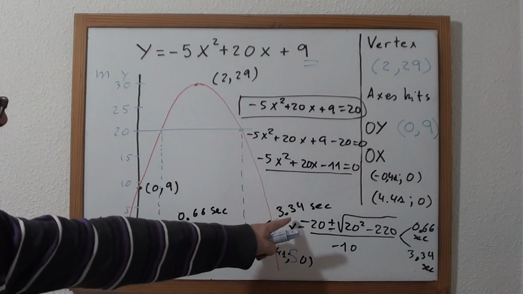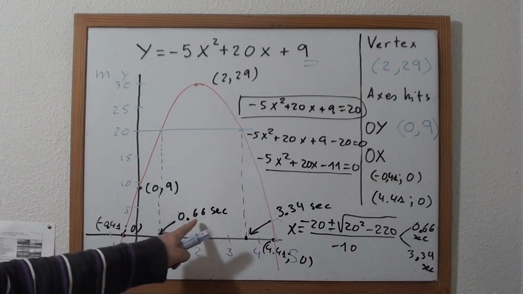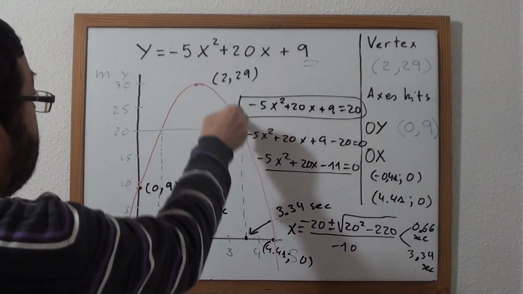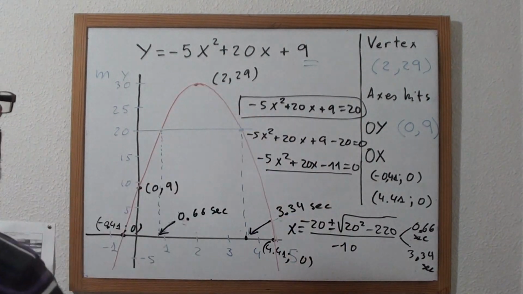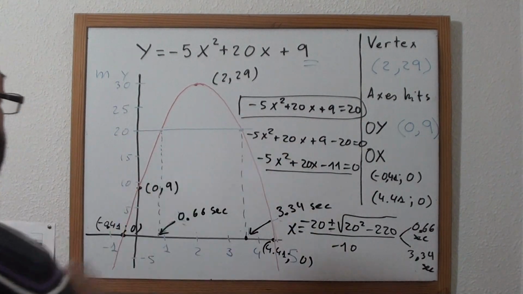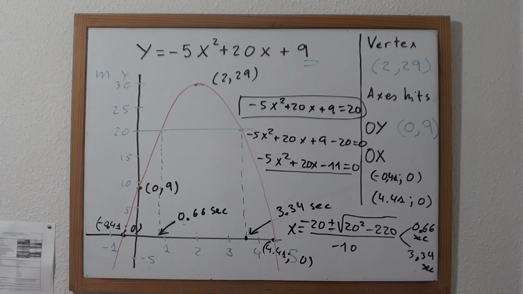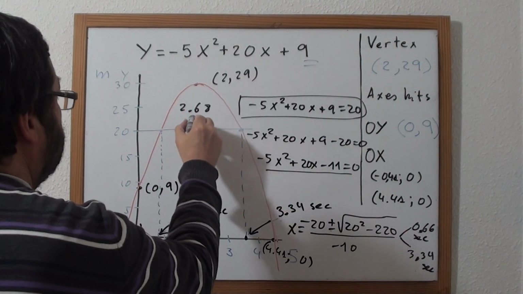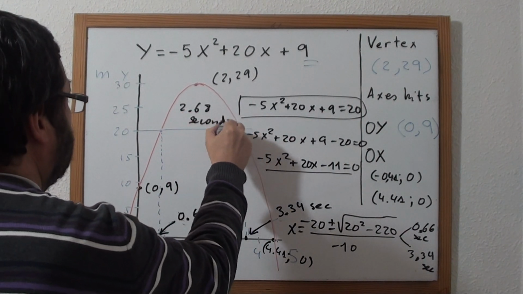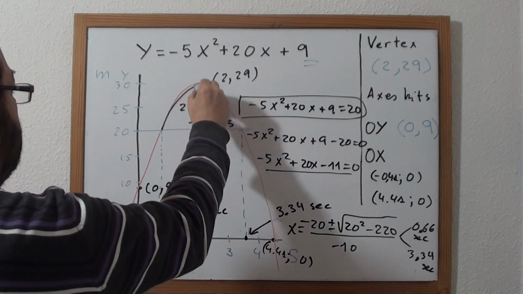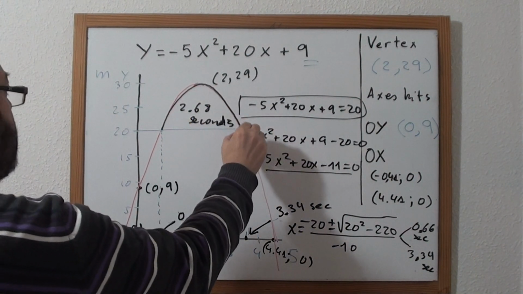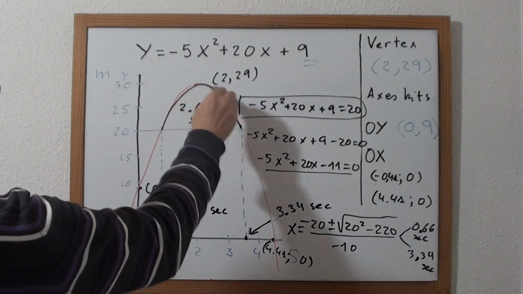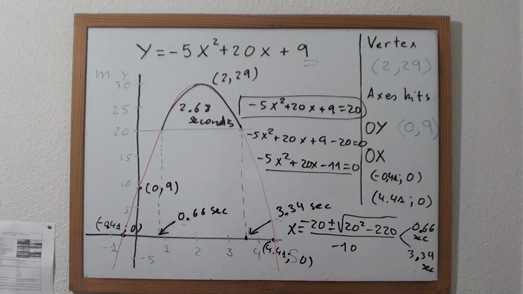Okay, and now 3.34 minus 0.66, and that would be the time that it is over this height, over 20 meters. If you subtract, it's 2.68 seconds. 2.68 seconds is the time the bullet takes to cover this part of the curve. Okay?